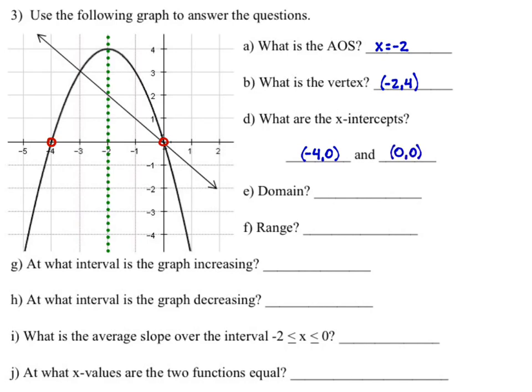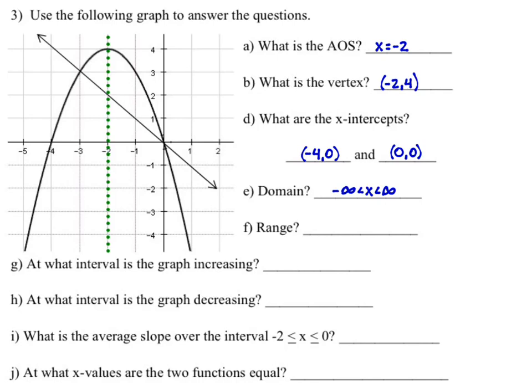Remember, the format for which you write these things is important. If it's an x-intercept, it should be a coordinate. It shouldn't just be numbers. -4, 0 and 0, 0. Now it's asking for the domain. Well, the domain is the same on every parabola, so it's -infinity, less than x, less than infinity. And I'm going to go ahead and skip the range for a second.